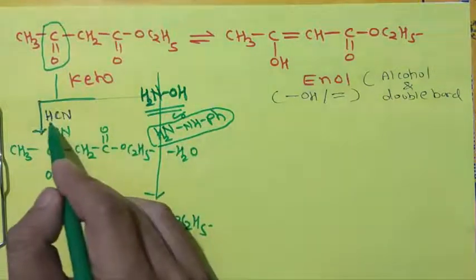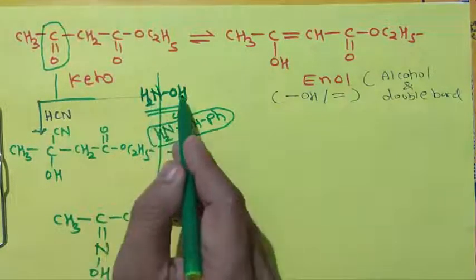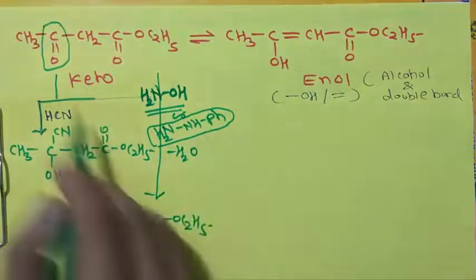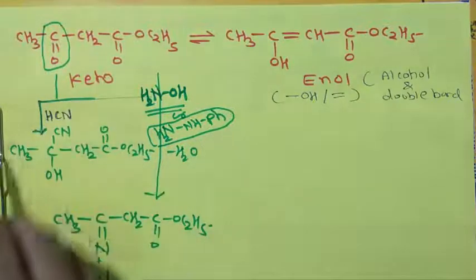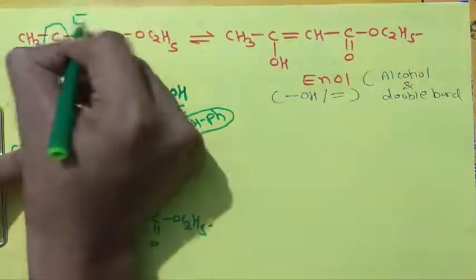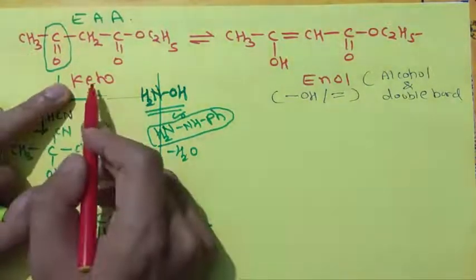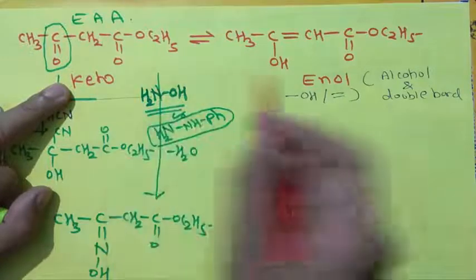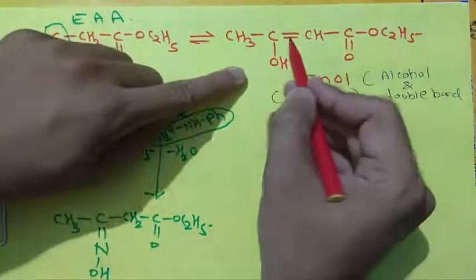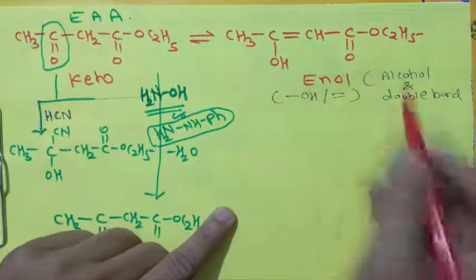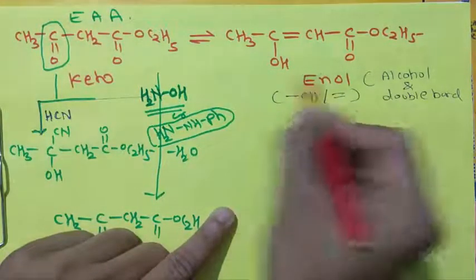From all these reactions, the hydrogen cyanide reaction, the NH2OH reaction and the phenylhydrazine reaction, we can make the conclusion that the carbonyl group is present in the ethyl acetoacetate. These three reactions show that the carbonyl group is present. But we know that in this ethyl acetoacetate the double bond is also present and alcohol is also present. They can give the reactions of both these also. Here, see, this is the enol form.